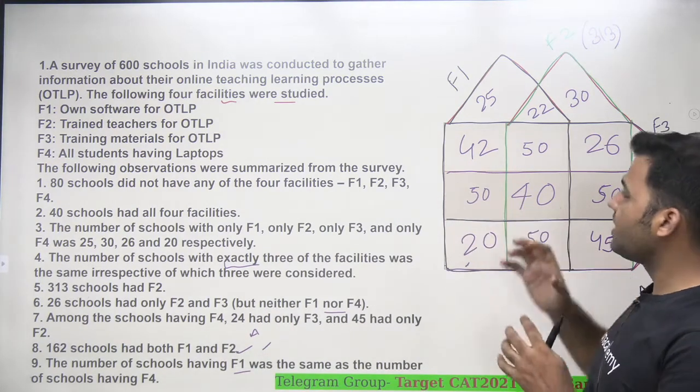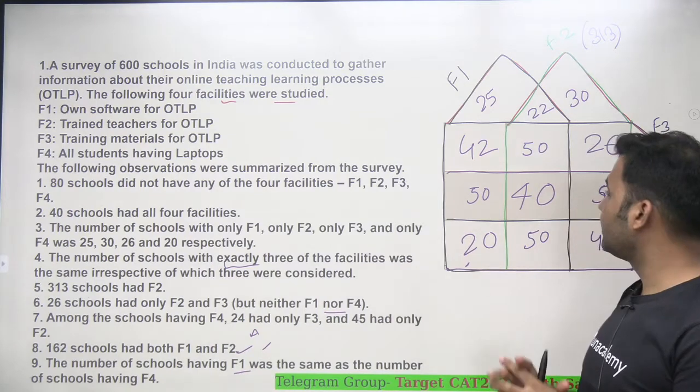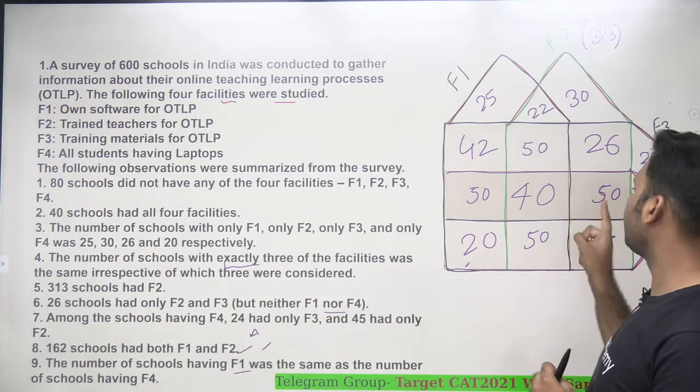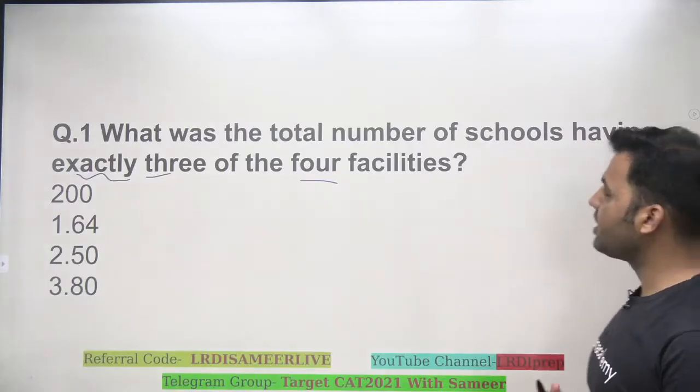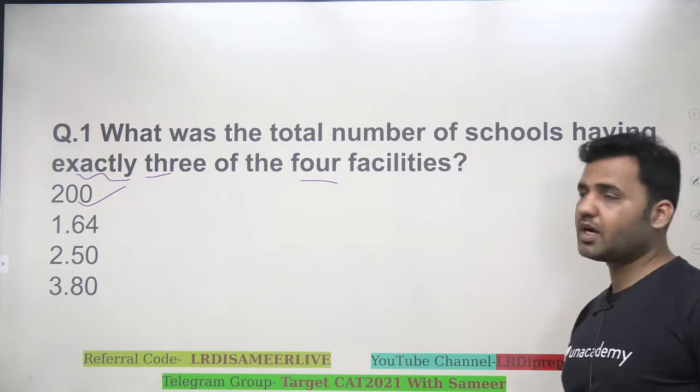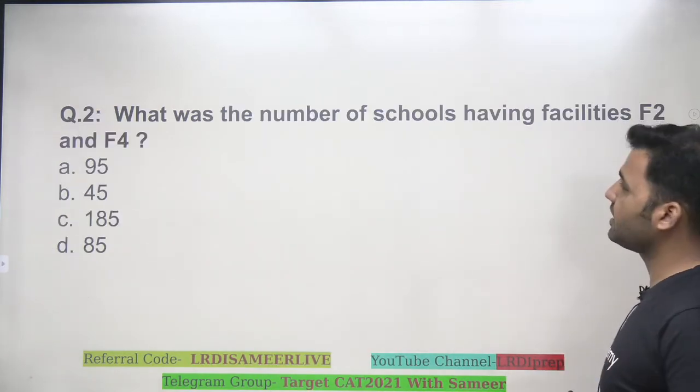So therefore, the number of schools having exactly 3 facilities will be the sum of these 4 cells. 50 plus 50 plus 50 plus 50, that is 200. So the answer to the question is option number 1. 200 will be the correct answer to the question. Look at the second question.